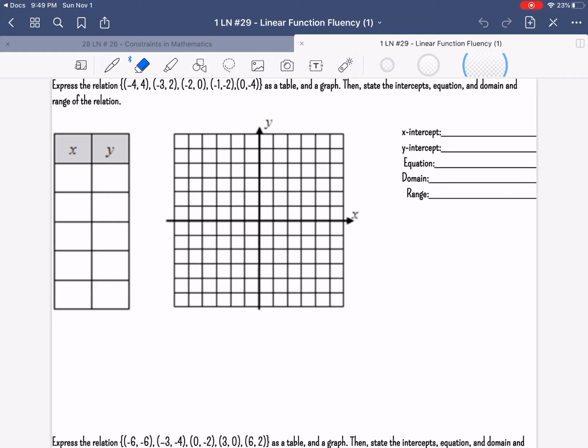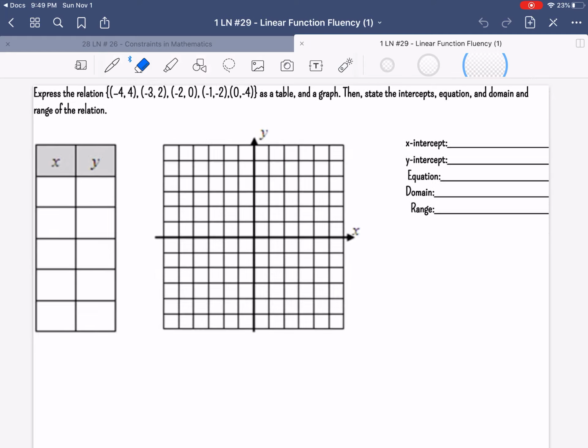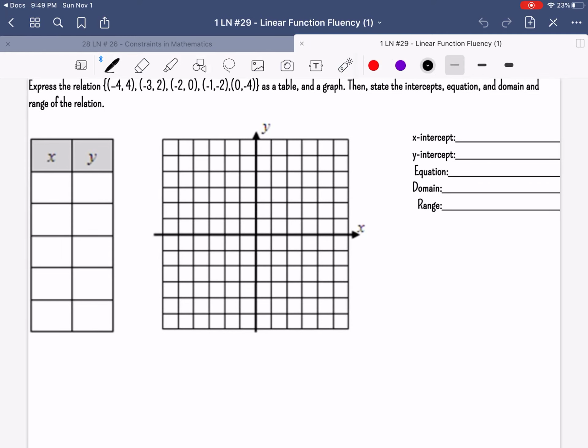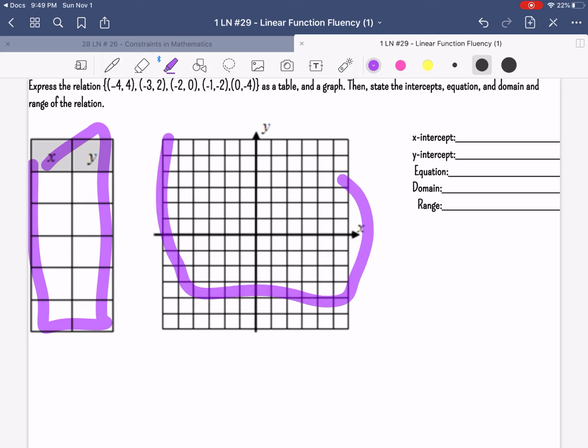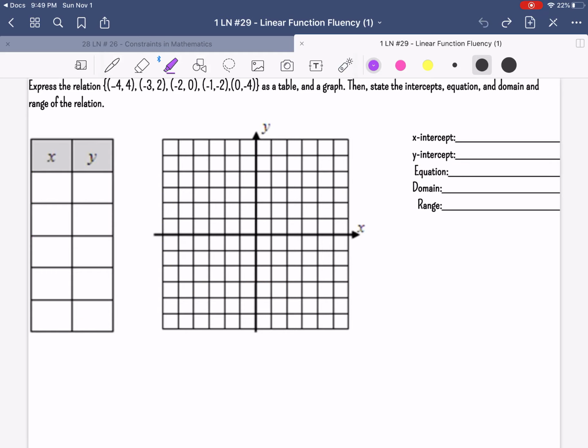Today we are going to do what I like to call function fluency. As we've shown and mentioned, functions can be represented in a lot of different ways. Here they give us a set of points, and we're going to translate that to a table and a graph, an equation, and then we're going to break the pieces of the function apart.